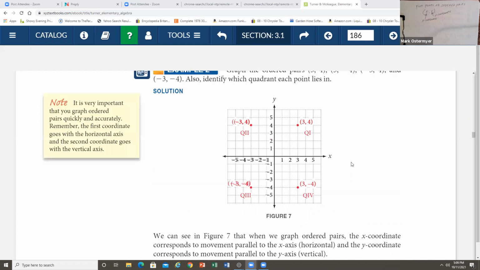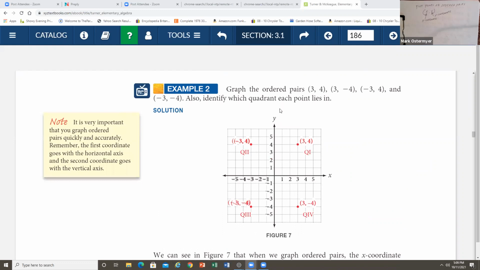All right, let's see if we can plot some other ones here. This is example 2 in section 3.1. It's always wise to look over the examples of the sections that I cover. I think that helps to solidify the information in your mind.